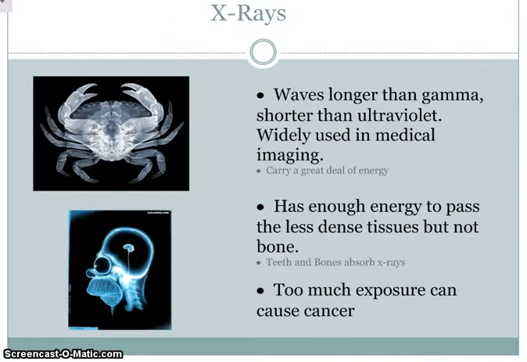Moving along the spectrum, more and more energy as we go, we look at X-rays. So waves are longer than gamma, but shorter than ultraviolet. Okay? In other words, they have more energy than ultraviolet, but they have less energy than the last one we'll talk about, which is gamma rays. Everybody's pretty familiar with what X-ray images look like.